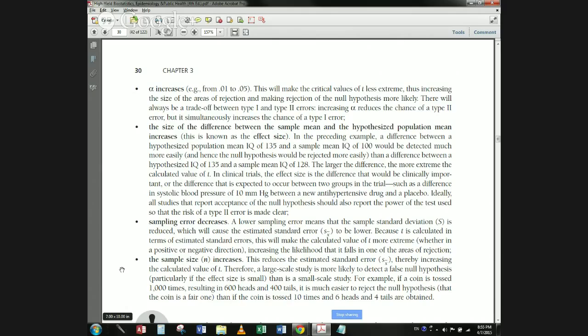The sample size n increases. This reduces the estimated standard error, thereby increasing the calculated value of t. Therefore, a large-scale study is more likely to detect a false null hypothesis, particularly if the effect size is small, than a small-scale study. For example, if a coin is tossed 1,000 times, resulting in 600 heads and 400 tails, it is much easier to reject the null hypothesis that the coin is a fair one than if the coin is tossed 10 times and 6 heads and 4 tails are obtained.